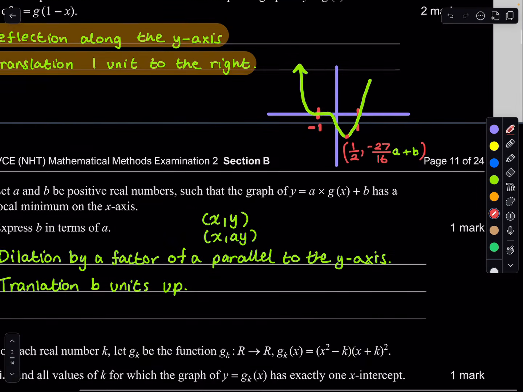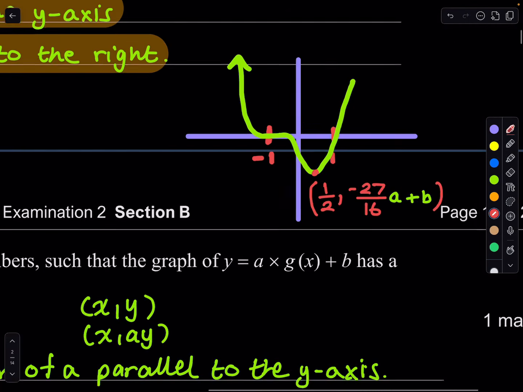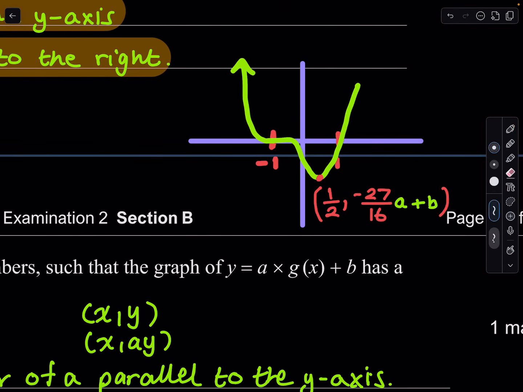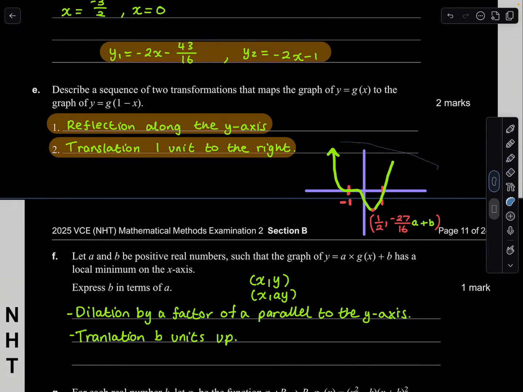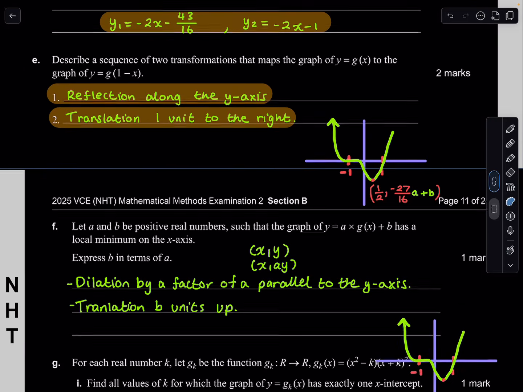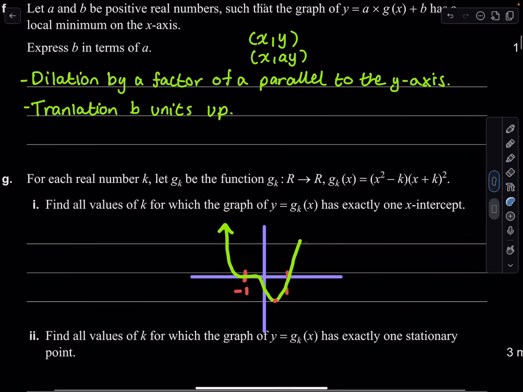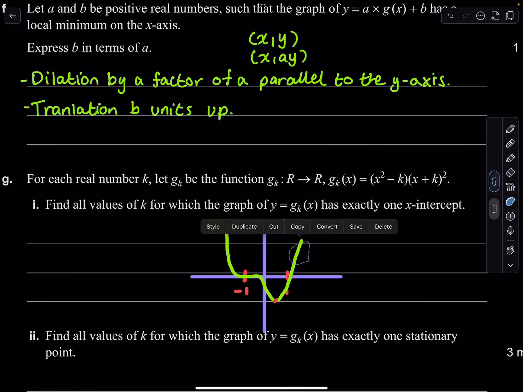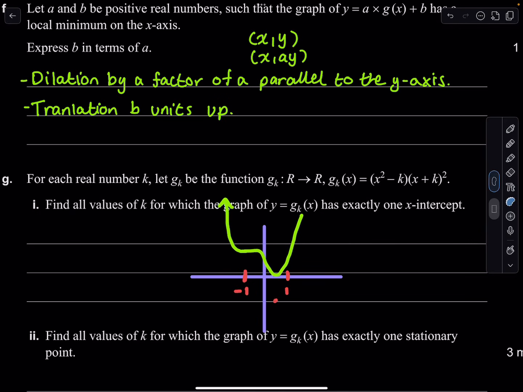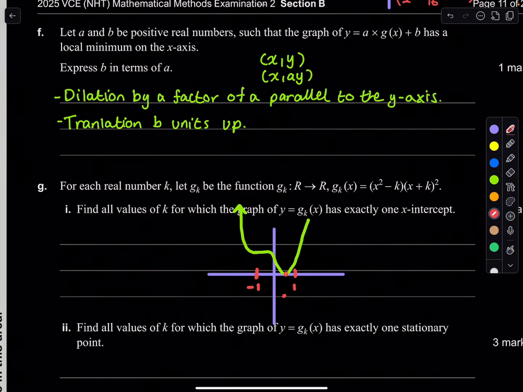Let's write it down. So imagine we've done this. For example, let's take this here and let's just reproduce it here. Now, what we're doing basically is, can I move this up? Yeah, I can. Okay, so what's going to happen is, for example, it's here. What I want to do is dilate it by a factor of a parallel to the y-axis, and then translate it some units up. We want it to be around here. Look, can you see here? We want the minimum turning point to be on the x-axis.